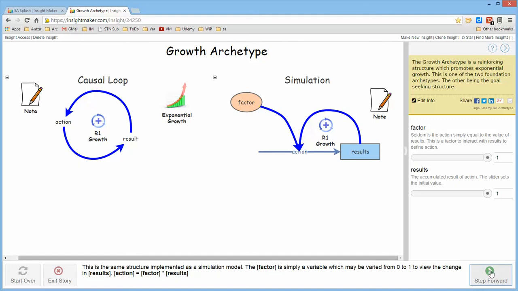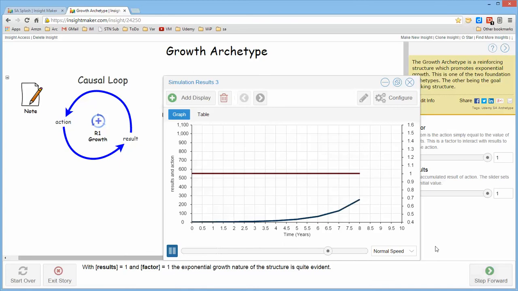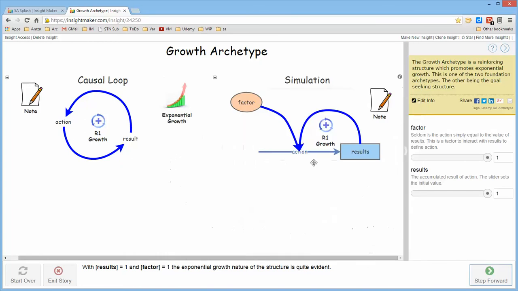Now if we go ahead and run this model, you'll note that it shows the characteristic exponential growth, and after 10 periods, the answer is 1024, which is the sum of all of the increments, because if this starts out at 1, the next time it's 2, the next time it's 4, the next time it's 8, and if you add them all up for 10 cycles, it ends up being 1024.